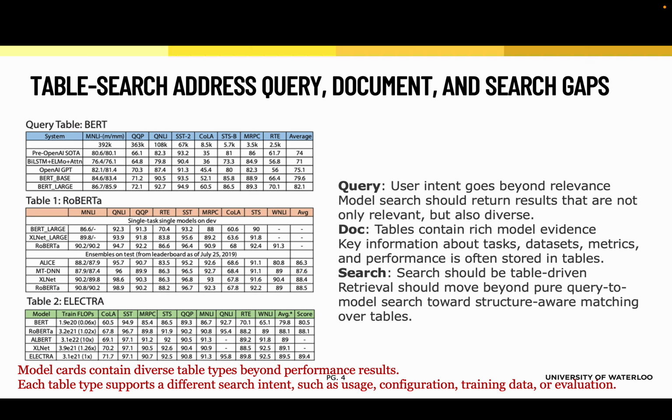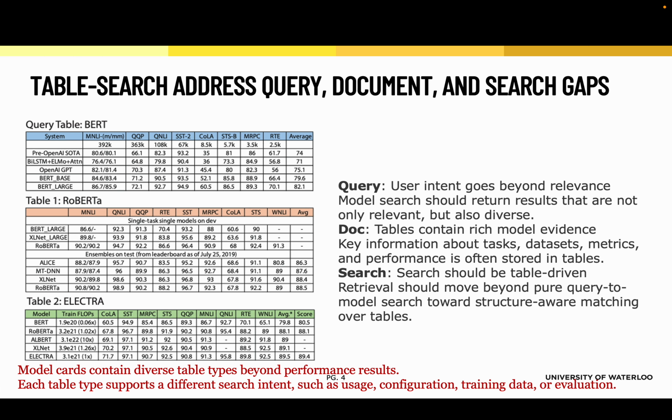Instead of searching the entire model card, we look at the tables. We observed that tables contain the most informative evidence about a model, including its evaluation results, experimental settings, configurations of datasets, and examples. More importantly, tables from related models often share very similar structures.